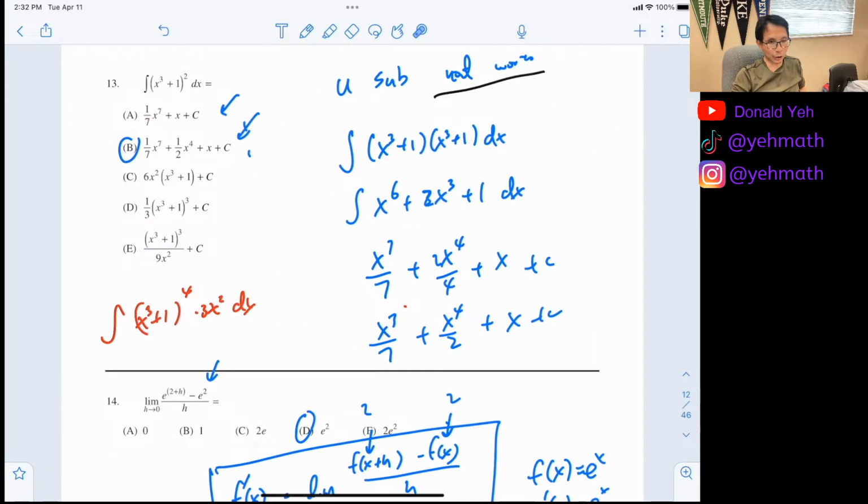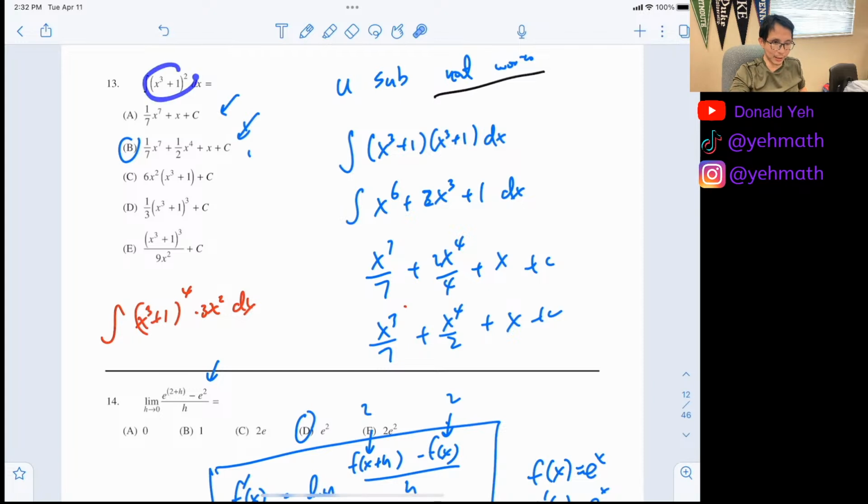Question 13. Don't use substitution. Why do I know not to use substitution? Because of x squared plus 1. If u equals x squared plus 1, always think in terms of du. du is going to be 3x squared. And there's no x squared outside, so that gives you a clue that you should not use substitution. So you should expand them, and then expand them.